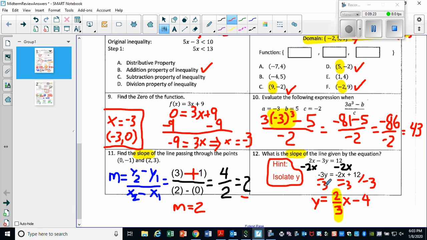And then your slope, I highlighted the 2/3. Your slope will be 2/3. That's why I highlighted the slope once you isolated the y variable. Okay, sorry about that, I'm trying to box my results here. So that's your slope. m equals 2/3.